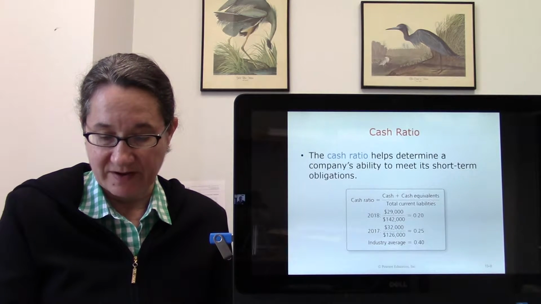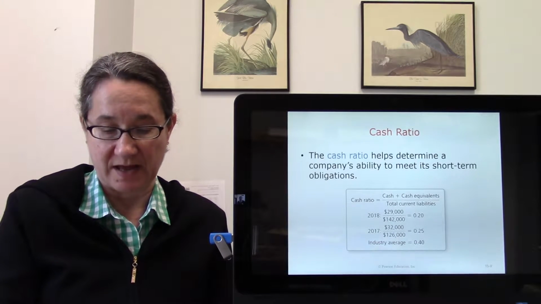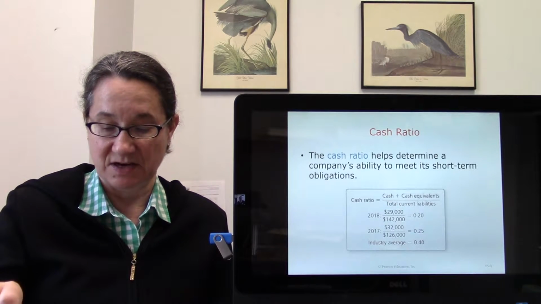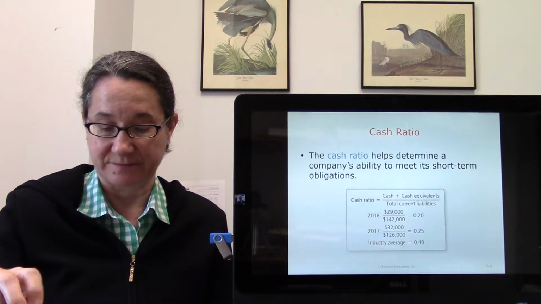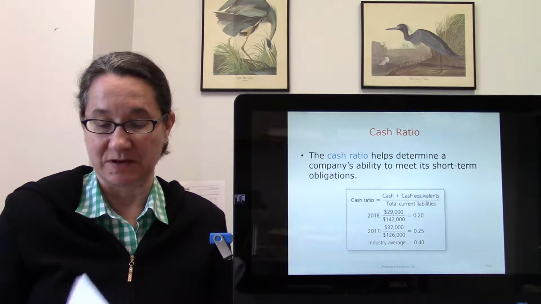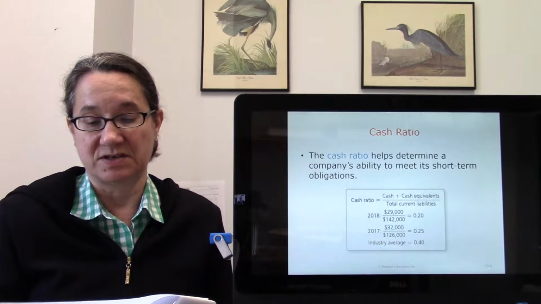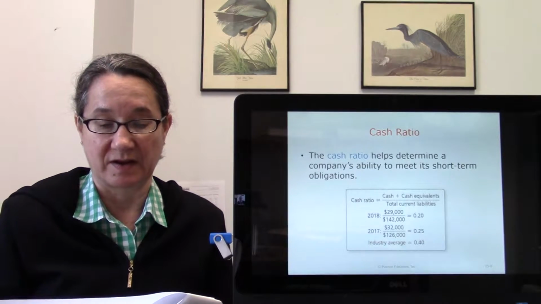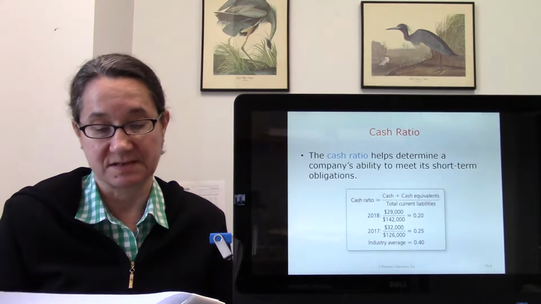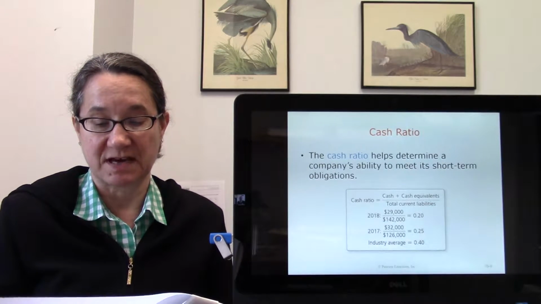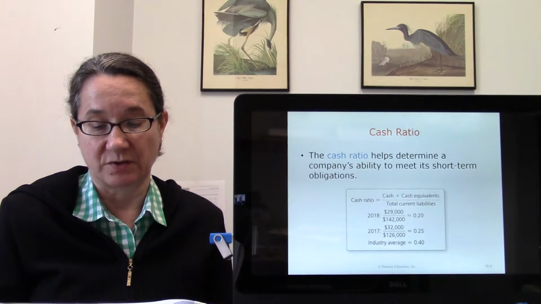Cash is an important part of everyday business. Without an adequate supply of available cash, businesses cannot continue to operate. Businesses therefore monitor cash very carefully. One measure that can be used to calculate a company's liquidity is the cash ratio. The cash ratio is a measure of a company's ability to pay current liabilities from cash and cash equivalents. Cash ratio equals cash plus cash equivalents divided by total current liabilities.